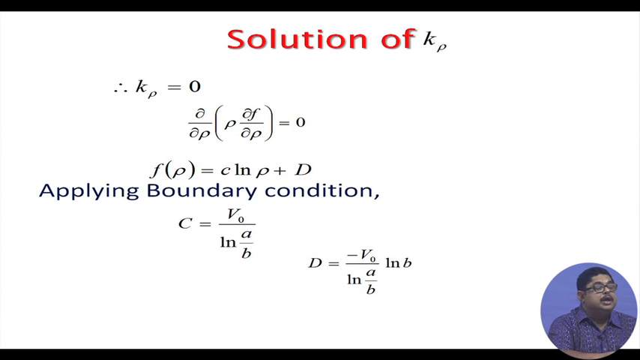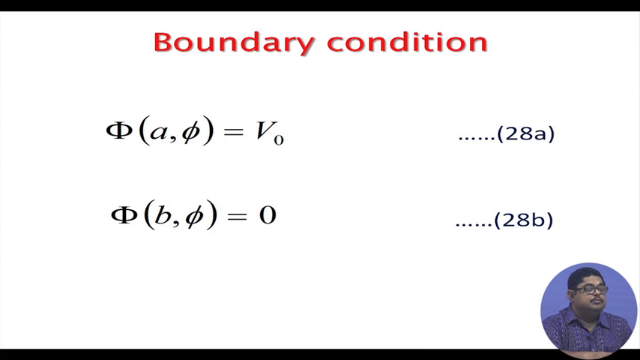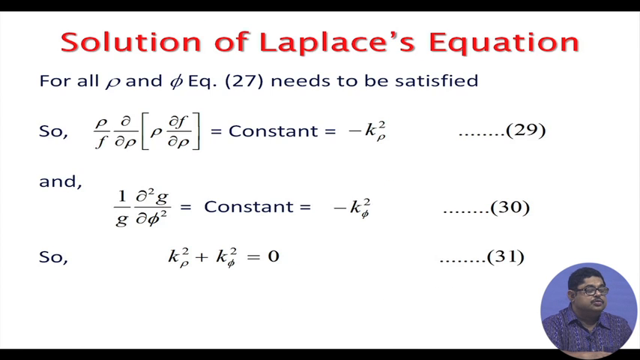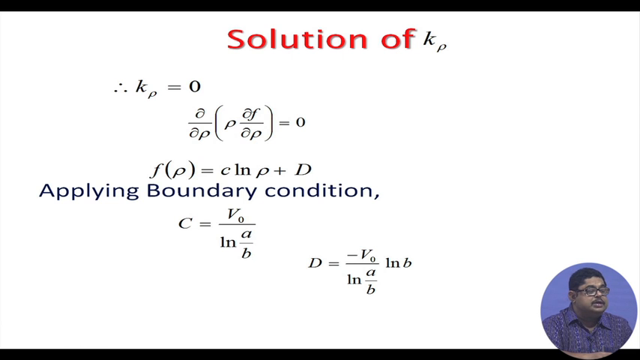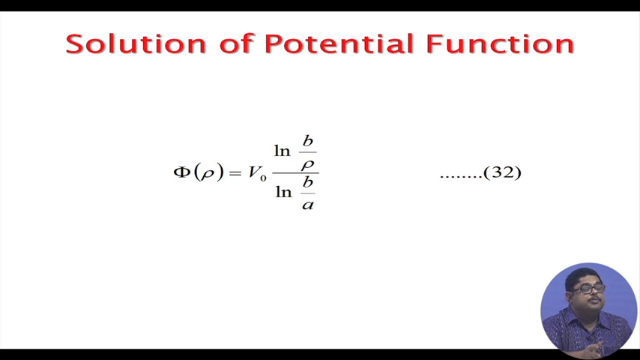Now, we come to the solution of k rho, the determination of k rho. So, here we put that value, and from that this is just a second order differential equation. So, you know how to solve it. It will come as the f function of rho, that will be some logarithmic function. Now, applying boundary condition, we get the value of the two constants c and d, that will be like this. This c and d were our solutions. So, c and d we got as this, and from that the potential function can be determined.